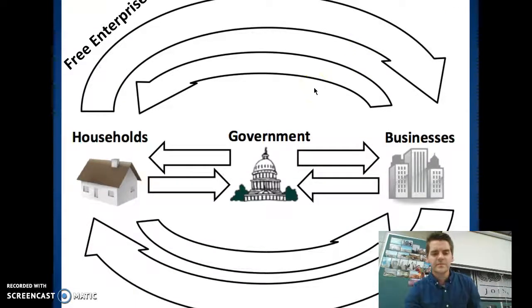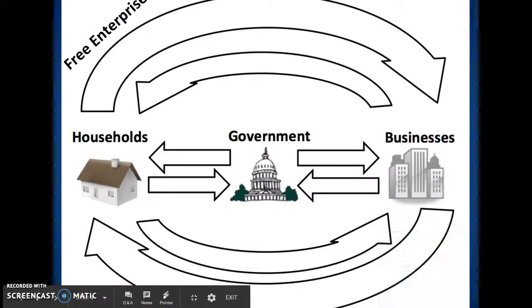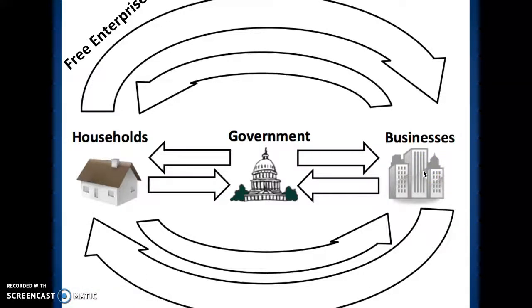Okay. So what we've got here, let's break it down. We've got three groups. We have households, and that's just basically us. We've got the government, and that's obviously the government. And then we've got businesses, and businesses are obviously just businesses. So what we're going to see is these three groups in our economy, they all interact, and there's different ways that they interact.